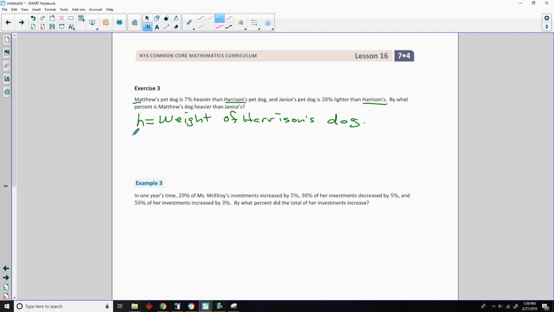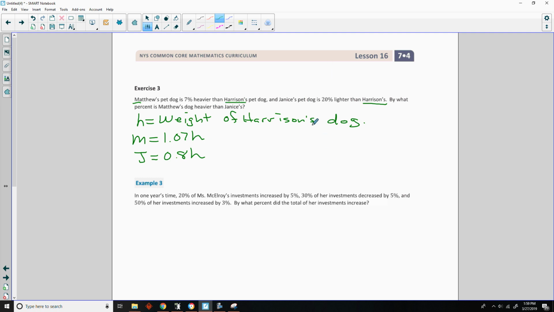Let's let Matthew's dog, M, equal 70% heavier than Harrison, so that would be 1.7H. And then wait, Matthew's pet dog is 7% heavier, not 70%, so 1.07 of the weight of Harrison's dog. And Janice's pet dog is 20% lighter than Harrison's, so that'd be 0.8 of Harrison's dog. By what percent is Matthew's dog heavier than Janice's?